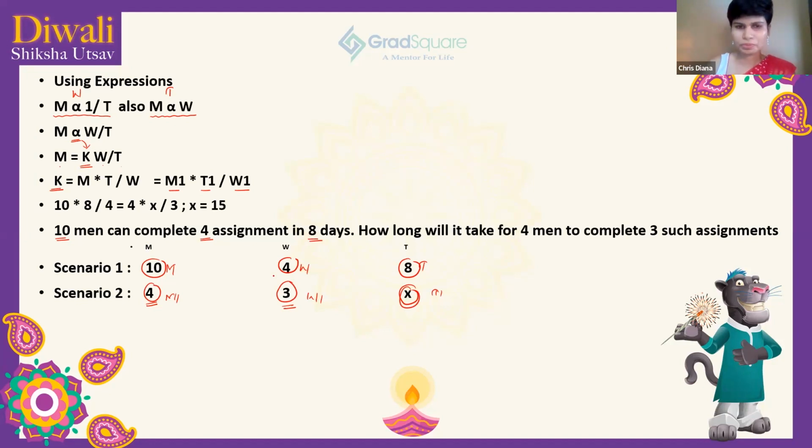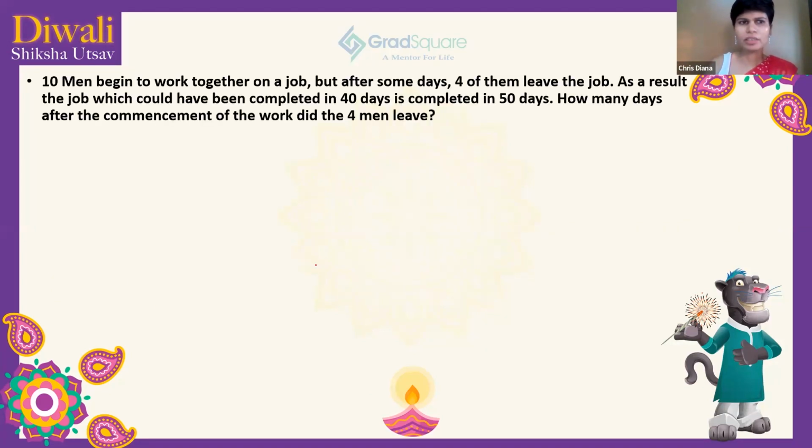Okay, now here let's have a look at another question. This question looks a little more complex. Can I solve it using the same expression method? Let me see. 10 men begin to work together on a job, but after some days 4 of them leave the job. As a result, the job which could have been completed in 40 days.